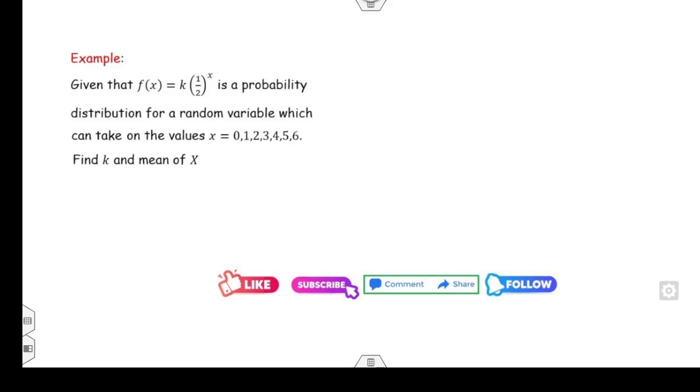Okay, look at this next question. f(x) is the probability distribution of the discrete random variable. Find the value of k and the mean. So how can you find k? The sum of the probabilities is 1.